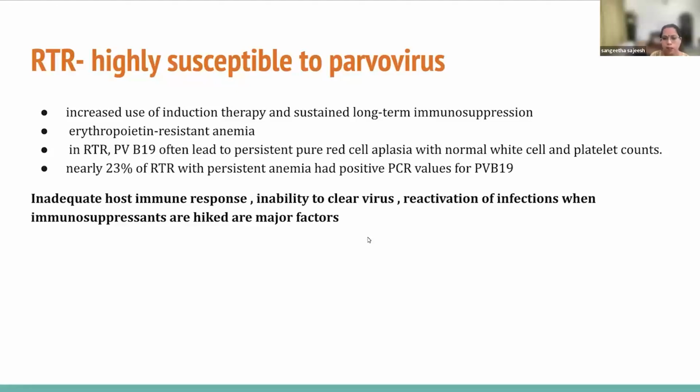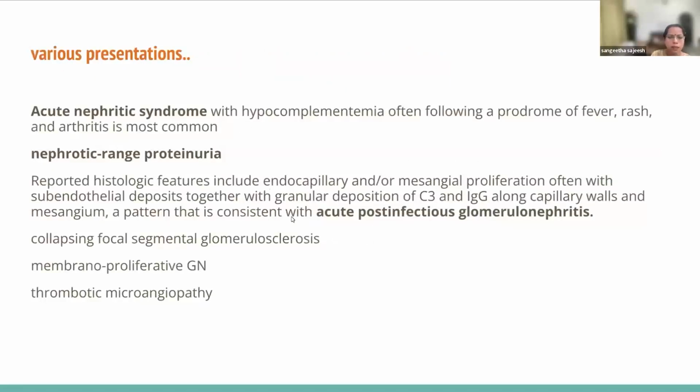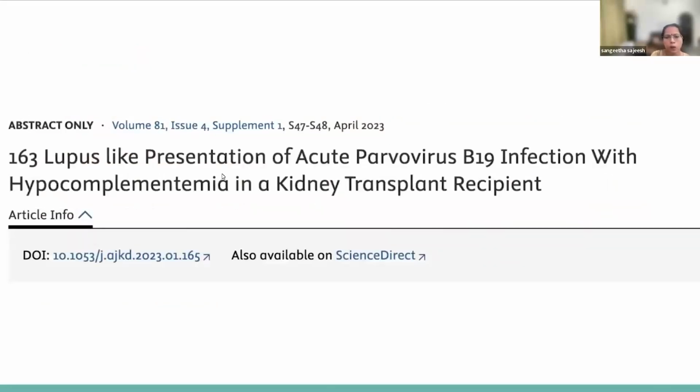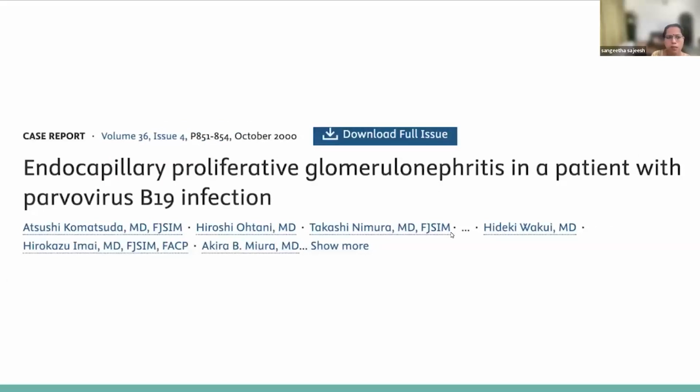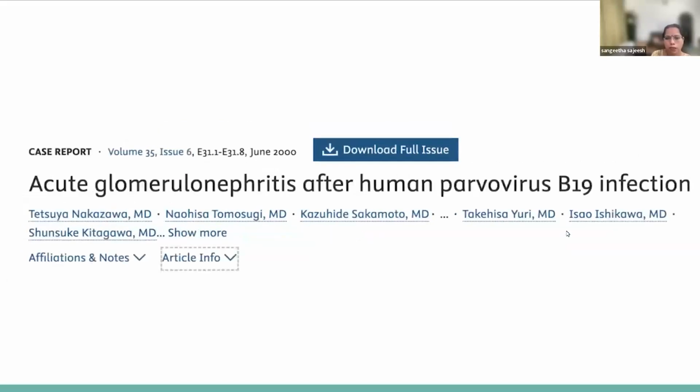And at that time, if the patient presents with rapid onset of severe anemia with inadequate reticulocyte response in the absence of other causes of anemia, we have to definitely think about parvovirus B19 infection. So the various presentations, as I said, are acute nephrotic syndrome, post-infectious glomerulonephritis, collapsing FSGS, membranoproliferative pattern, TMA, nephrotic range proteinuria, and even lupus-like presentations. Then endocapillary proliferative glomerulonephritis in parvovirus B19.